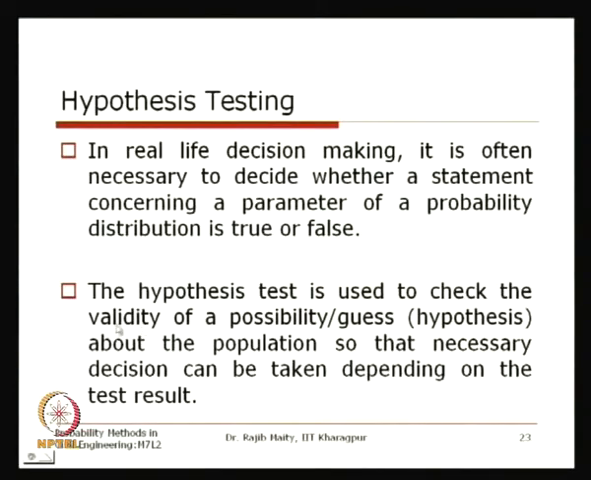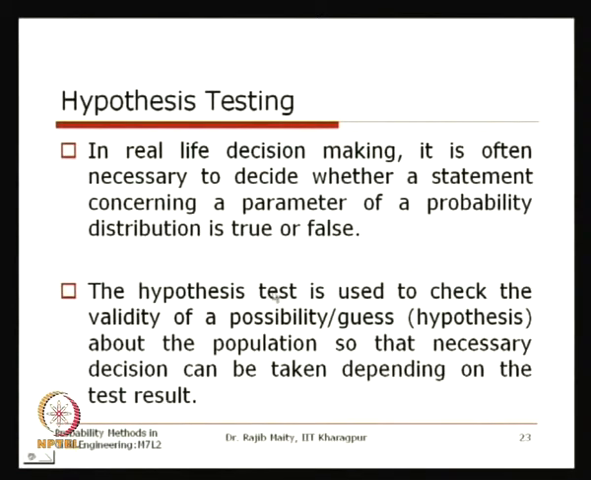In hypothesis testing, in real life decision making, it is often necessary to decide whether a statement concerning a parameter of a probability distribution is true or false. A hypothesis test is used to check the validity of a possibility or guess, which is basically known as the hypothesis of one possibility. Yes, this may happen like that. So, about the population, the necessary decision can be taken depending on the test result.